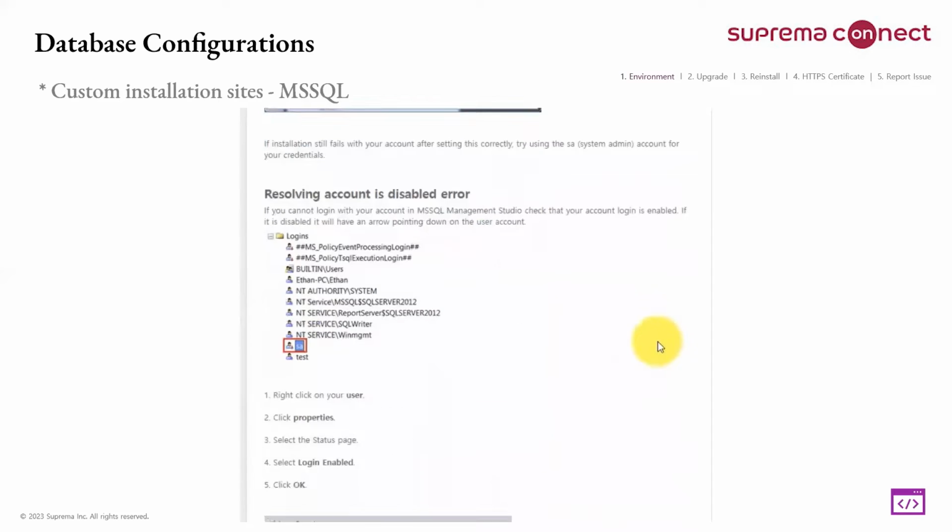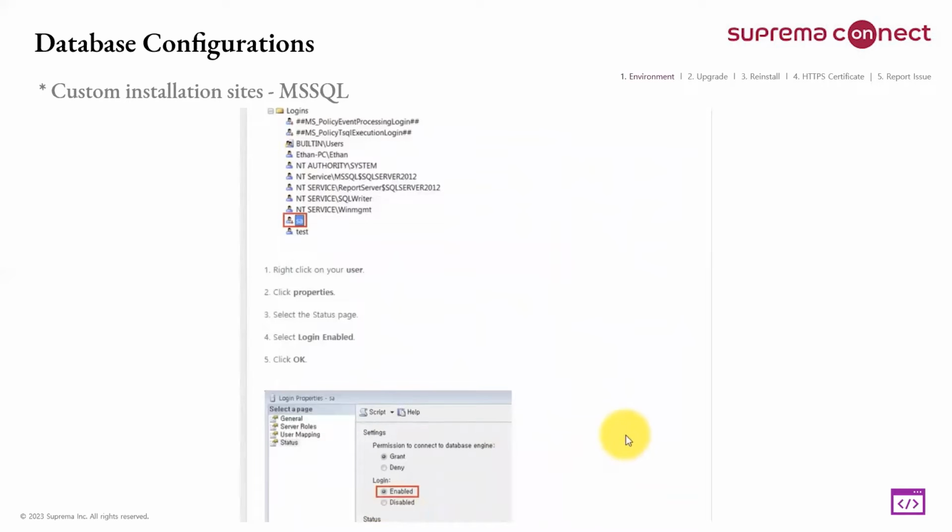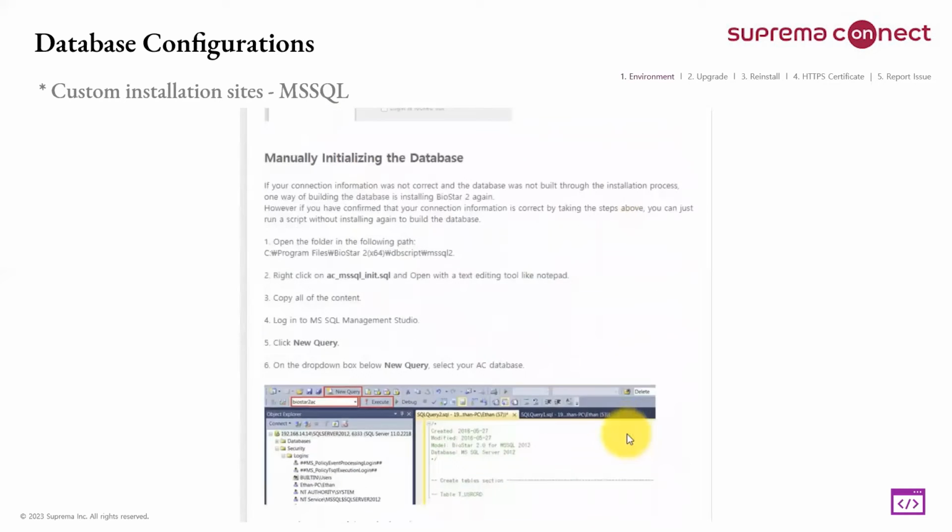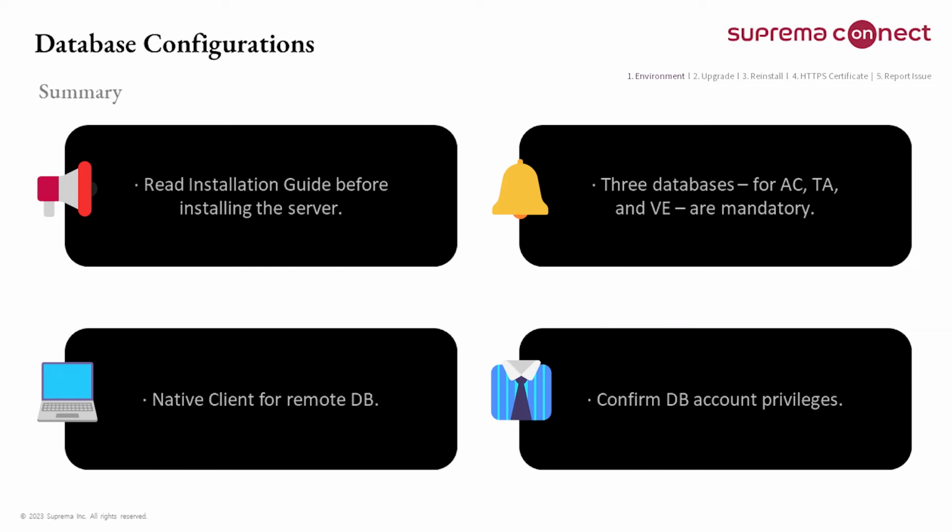Please make sure your database account is DB owner. Database setup is very important. For accurate installation and setup, read the installation guide before installing the server. Confirm you installed 3 databases for AC, TA, and VE. Please note that if you install a single database for all AC, TA, and VE, you cannot upgrade the BioStar 2 to 2.8.16 or above.